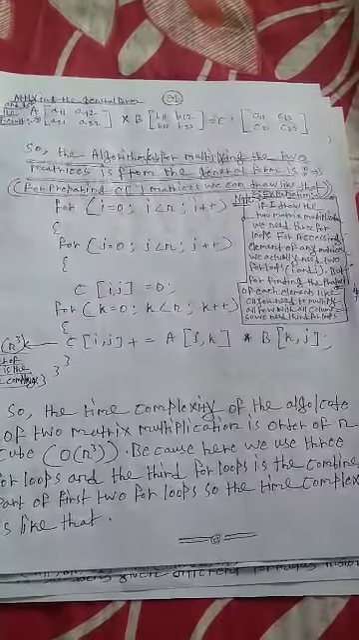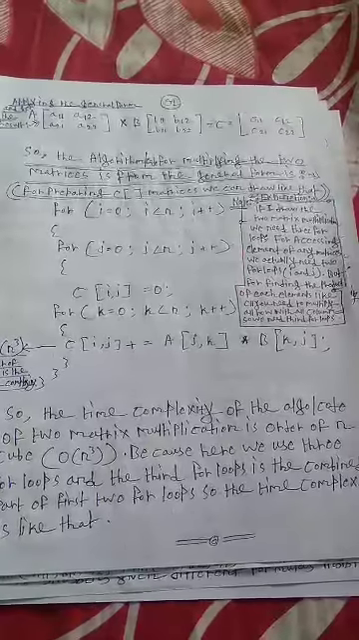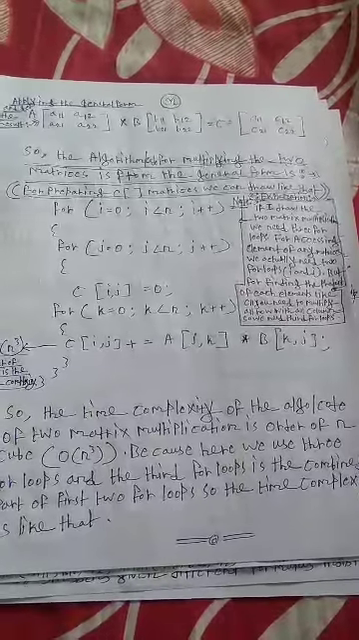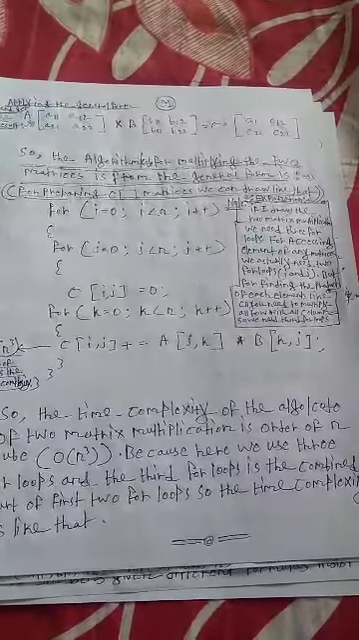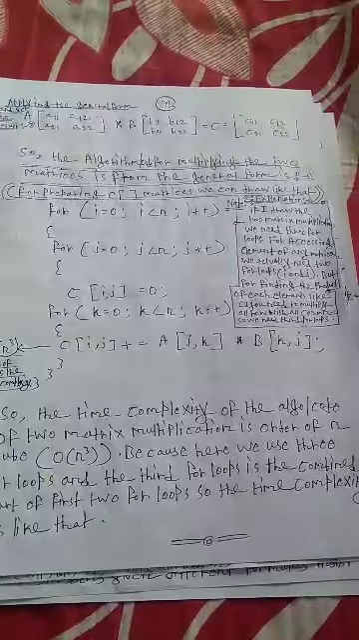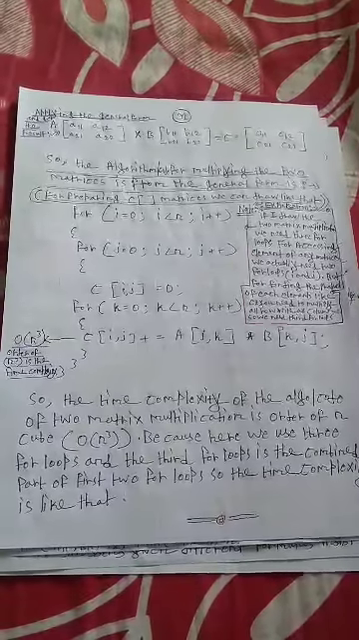If I draw the two matrix multiplication, we need three for loops. For accessing elements of any matrix, we actually need two for loops, i and j, but for finding the product of each element like C11, you need to multiply the whole row with the whole column, so we need a third for loop. So the time complexity of the algorithm for two matrix multiplication is order of n cube, because here there are three loops, and the third for loop is the combined part of the first two for loops.